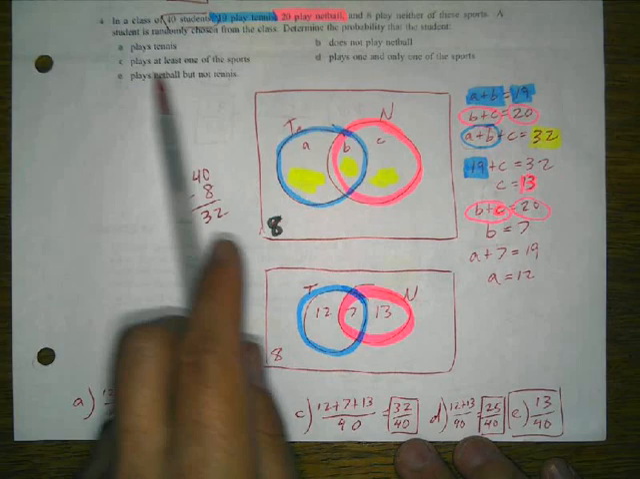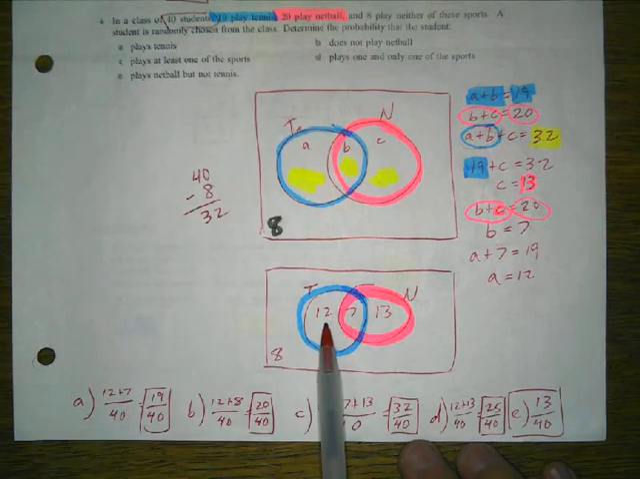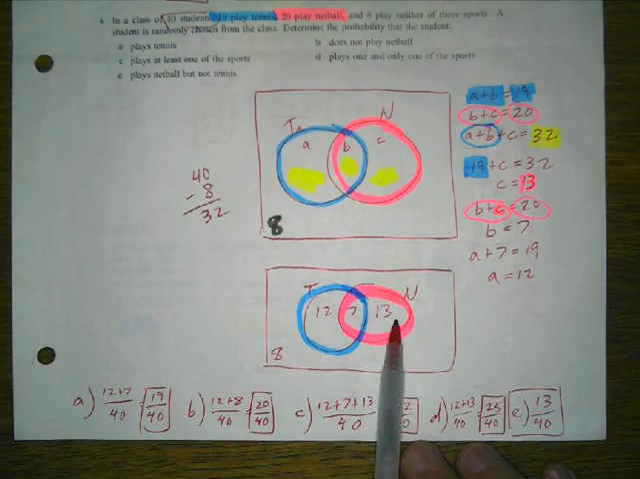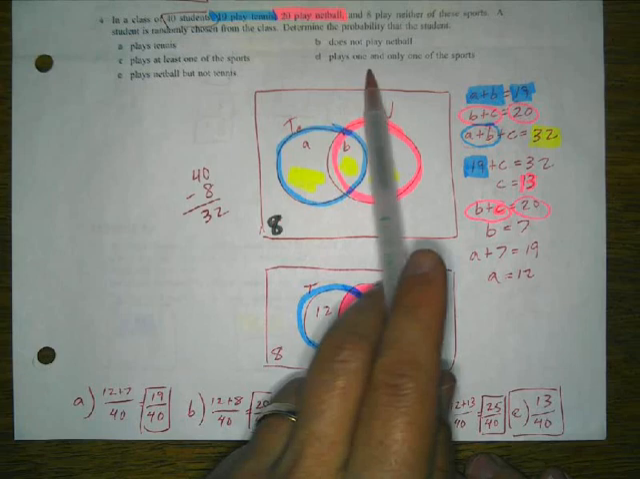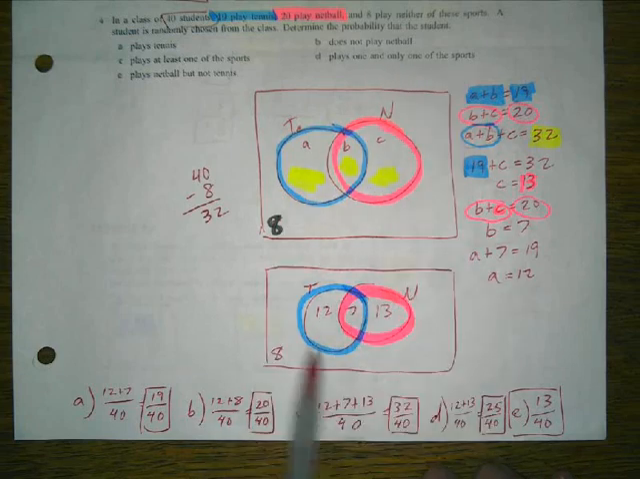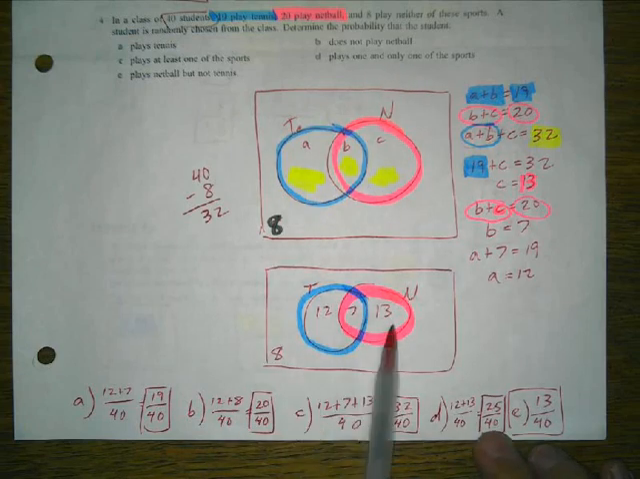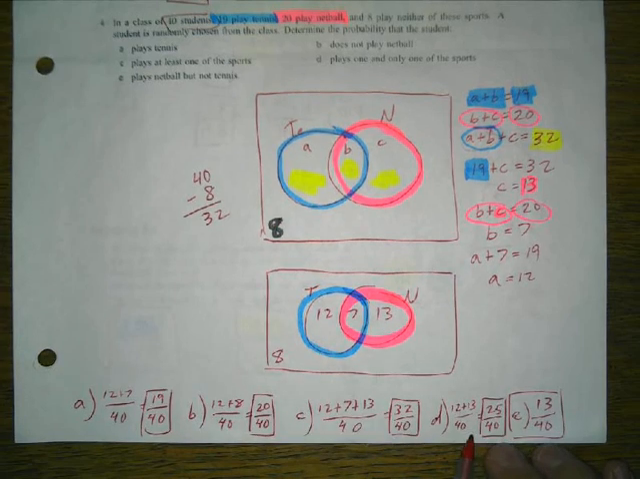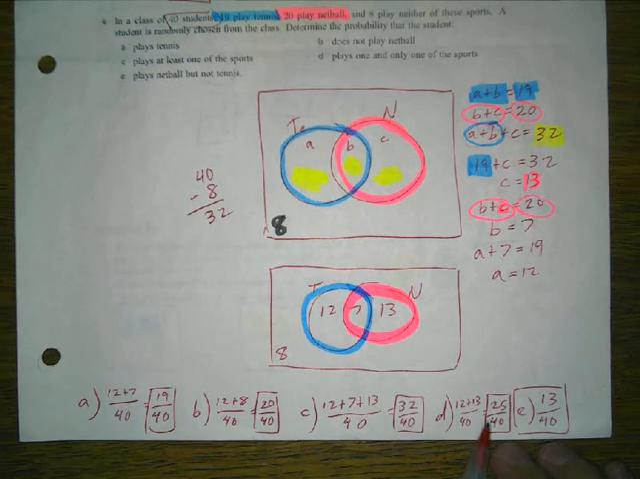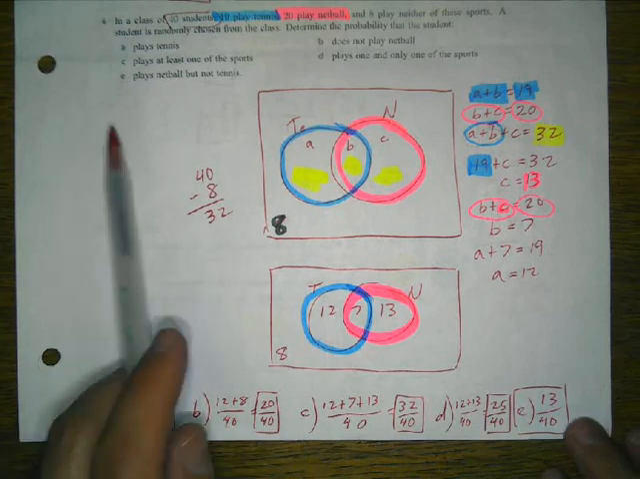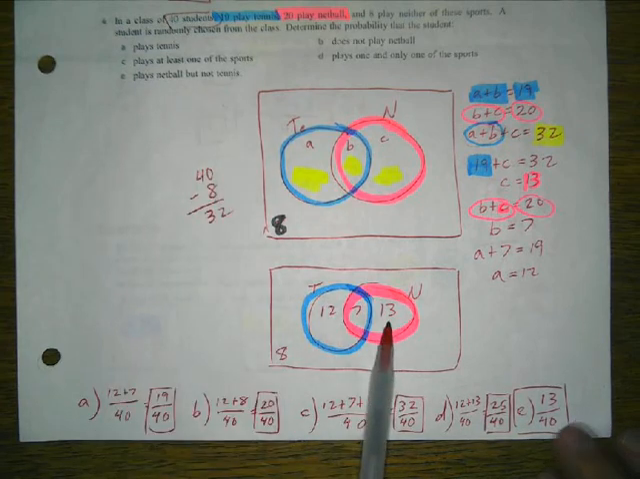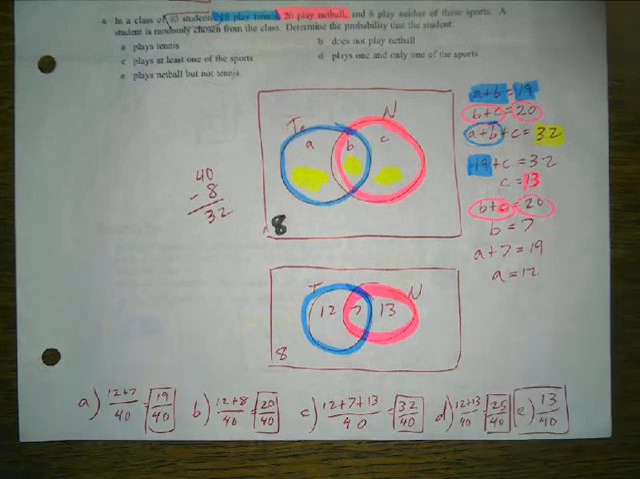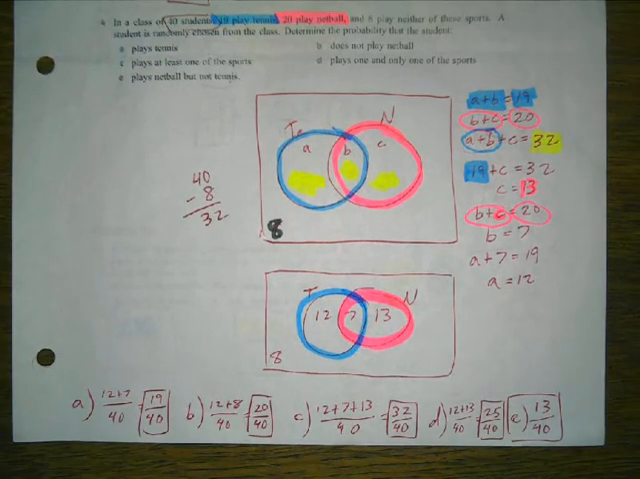Plays at least one sport. So 12 plus 7 plus 13 plays at least one sport. 32 over 40. D, plays one and only one sport. So 12 and 13 plays one and only one of those sports. So 12 plus 13 gives me 25. And question E, plays netball but not tennis. It's going to be 13 over 40. Okay, hit pause, replay if you want to see this explained again.